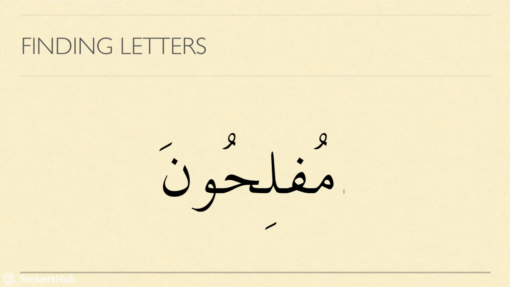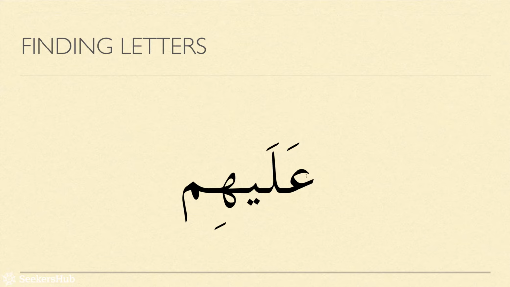Muflihun. Successful ones. This is a meem here with a dhamma, followed by fa, muf, and then the lam with the kasra, li, and then ha with the dhamma, followed by the waw, hu, and then the noon, muflihuna.